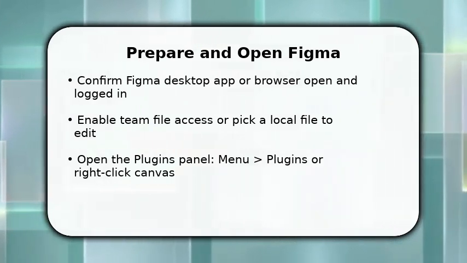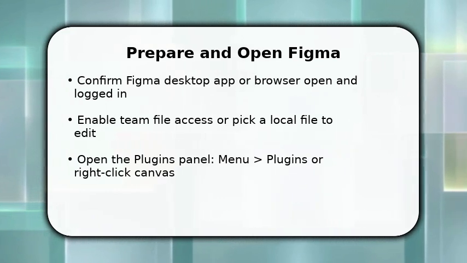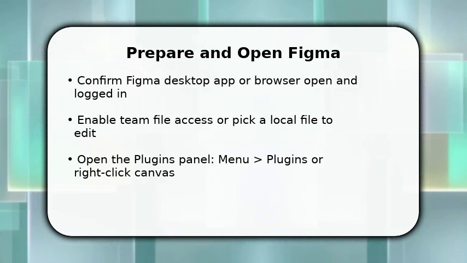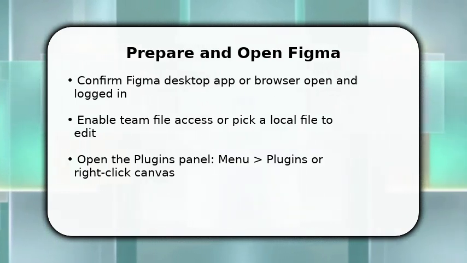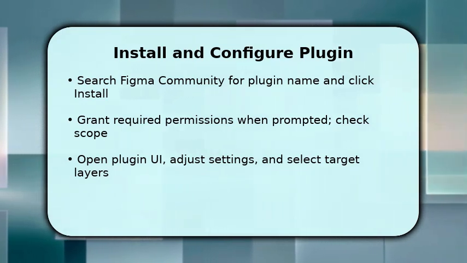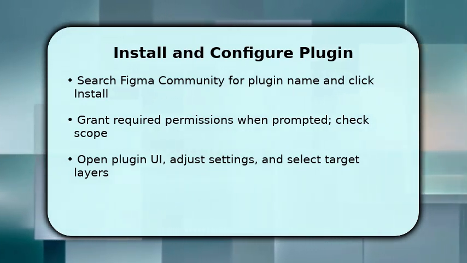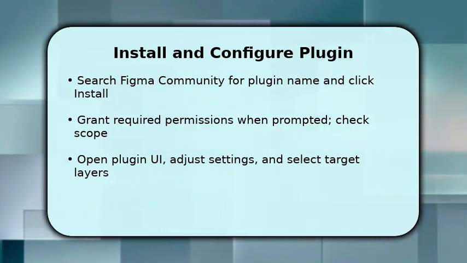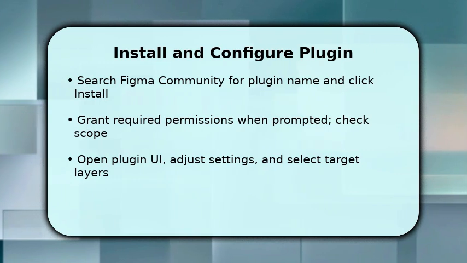Now install or select the plugin you need so you can run it directly against selected layers or frames. You search the Figma community, install the plugin, and immediately grant the permissions it requests. This allows the plugin to edit files or access components. Once installed, open the plugin from the Plugins panel. You'll see its UI and configuration options.